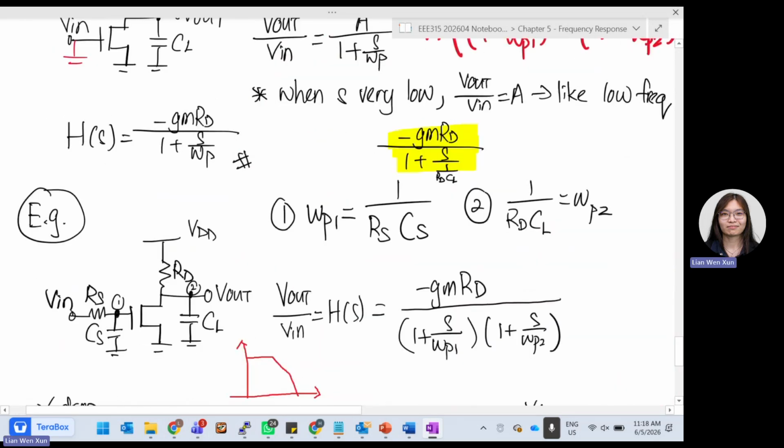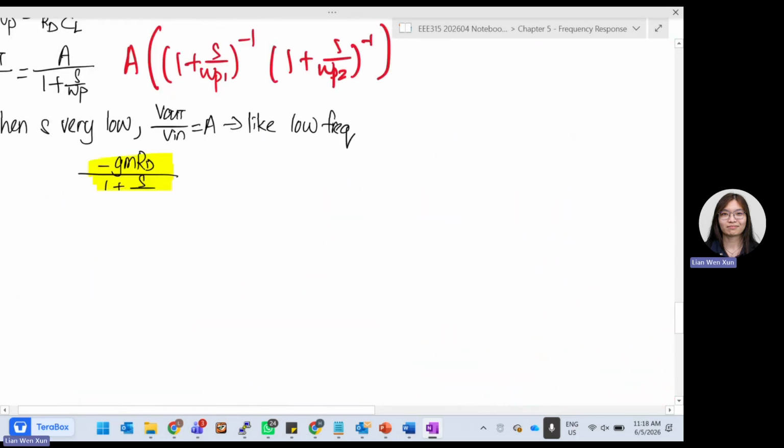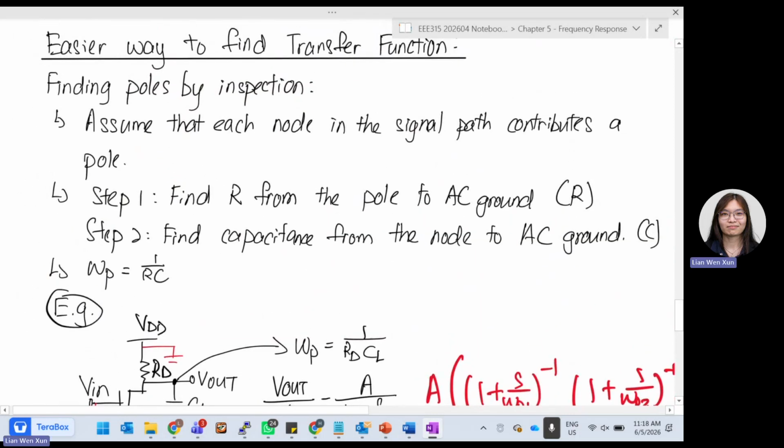Now let's look at how to find the transfer function exactly. I will give you a circuit, and I will ask you to find the transfer function. You can use the small signal model, or the other easier way is what we call finding poles by inspection. So that's the method name, finding poles by inspection. We go step by step. How do we actually find poles by inspection? How do we inspect the poles?